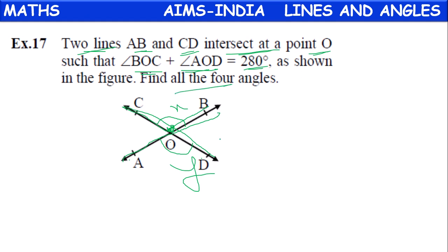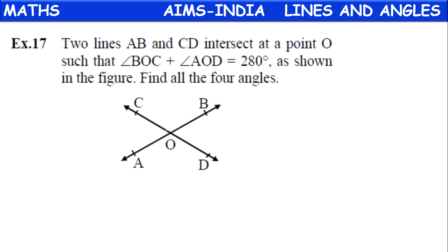But here two lines are intersecting, so vertically opposite angles are equal. This is equal to this and this one equal to this. Suppose if this is x, this is also x. This is y, this is also y. But they have given x plus x, BOC plus AOD equal to 280 degrees.